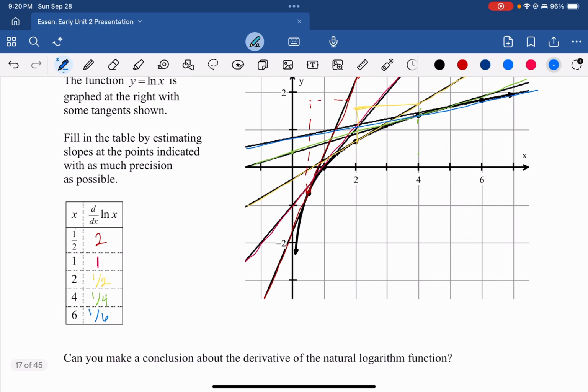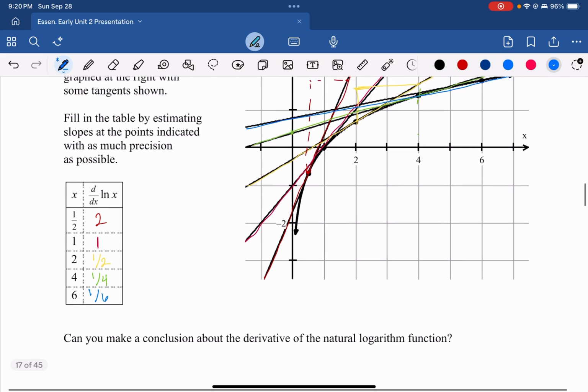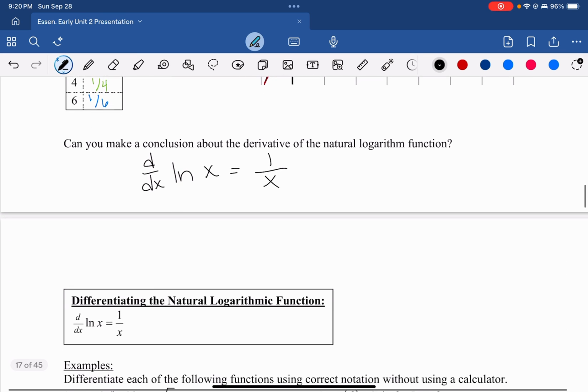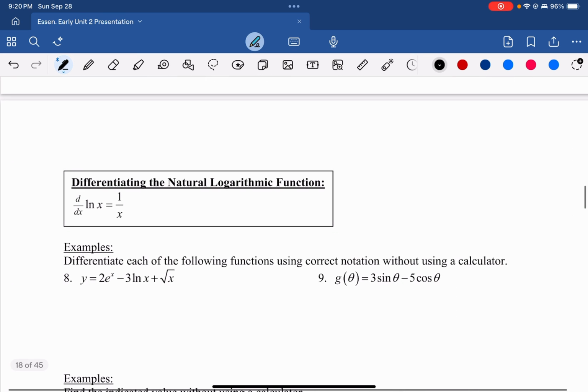Okay, so if I look at these, at 1/2 the derivative would be 2. At 1, it's 1. At 2, it's 1/2. At 4, it's 1/4. And at 6, it's 1/6. So that looks like the derivative of the natural log of x is equal to 1 over x, which we can see here. So, right, the derivative of the natural log of x is 1 over x.